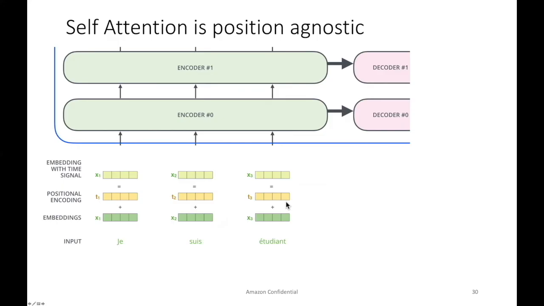This is one of the caveats of self-attention, wherein it is not position aware. So without position encoding, self-attention will not work. It will basically treat all the words in a sentence as a bag of words rather than a sequence of words.